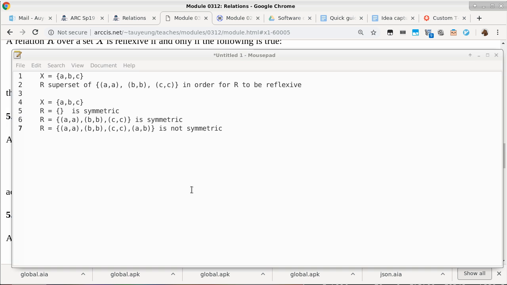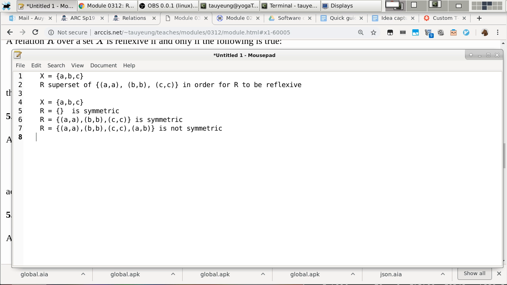Well, how do I make it symmetric again? To make this symmetric again, all you have to do is either remove AB in it, or you can introduce BA in it. Then it becomes symmetric again. This is once again symmetric. Is that okay? Yep.